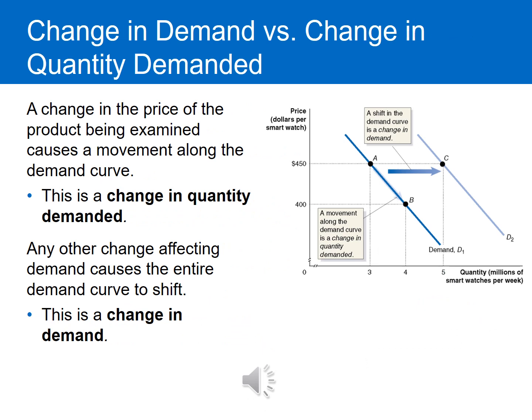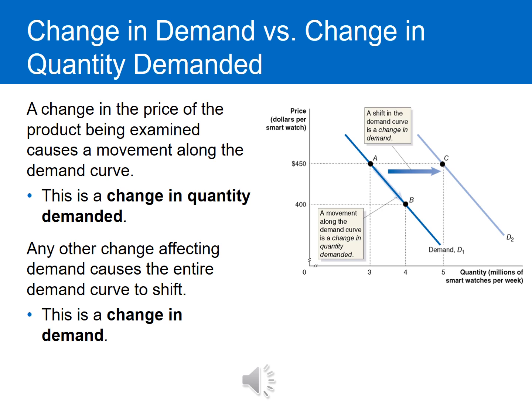Before we finish this section, I want to make sure that we have the vocabulary right, that we're using the proper words to describe this. So we'll look at a change in demand versus a change in the quantity demanded. A change in the price of a product that we're examining causes a movement along the demand curve. This is the change in the quantity demanded. So in the figure on the right, look at demand curve D1. So it's the demand curve on the left.